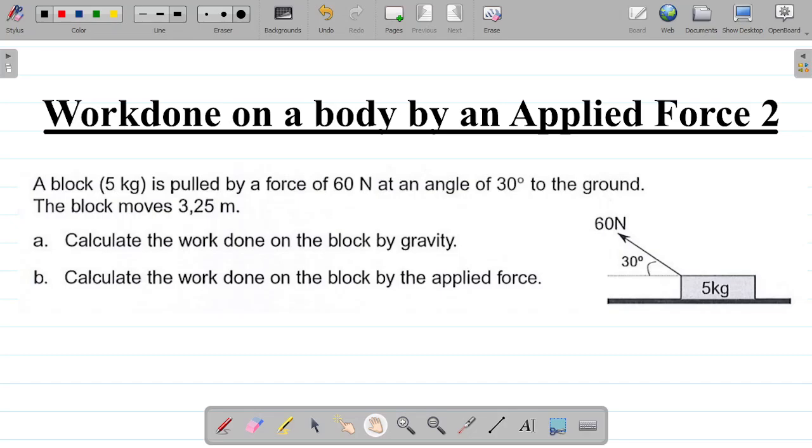Welcome to another physics tutorial video on the work done on a body by an applied force.